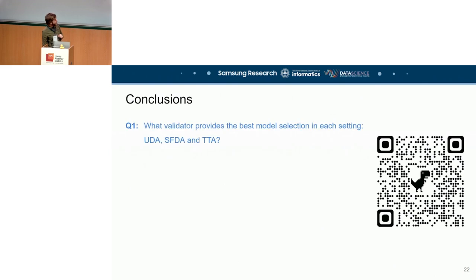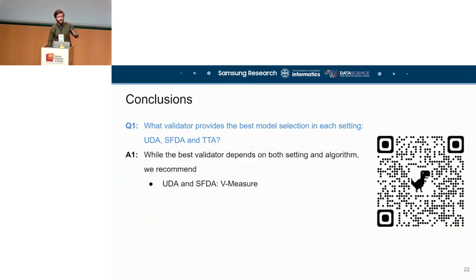So, to conclude, which validator works the best in each setting? We give some suggestions here. The best validator is dependent on the algorithm and the setting, but for UDA and SFDA, we find that the clustering-based metric V-measure, which had not been used before in the literature, is the best one. And even though TTA might realistically not be a setting which you should look at, we find that RankMe is nonetheless the best one.